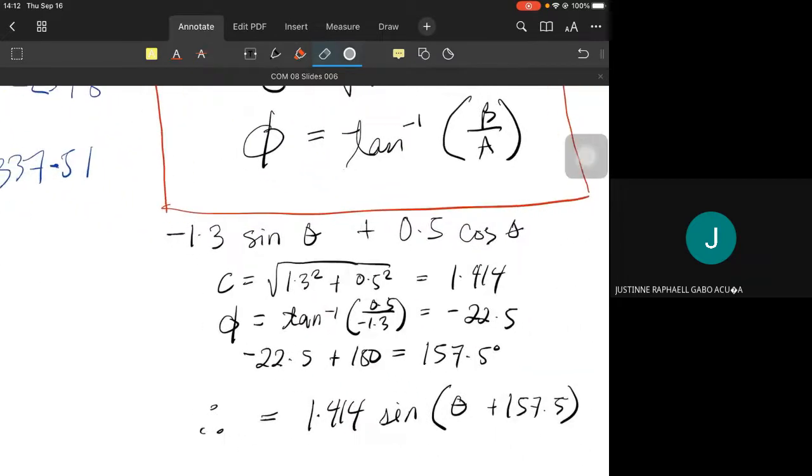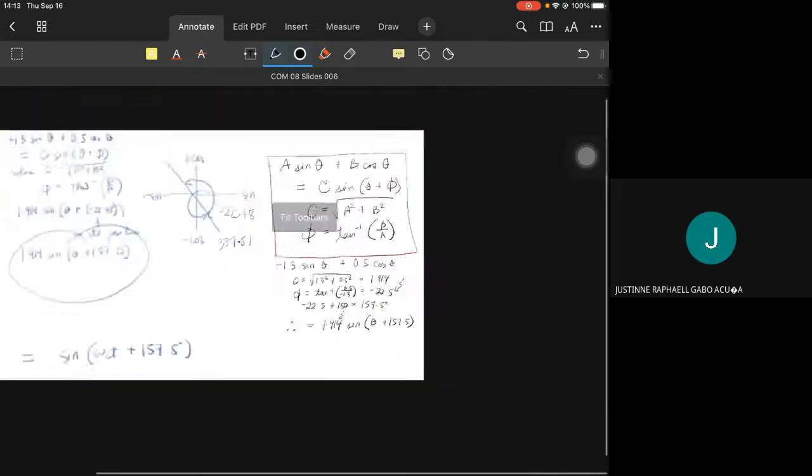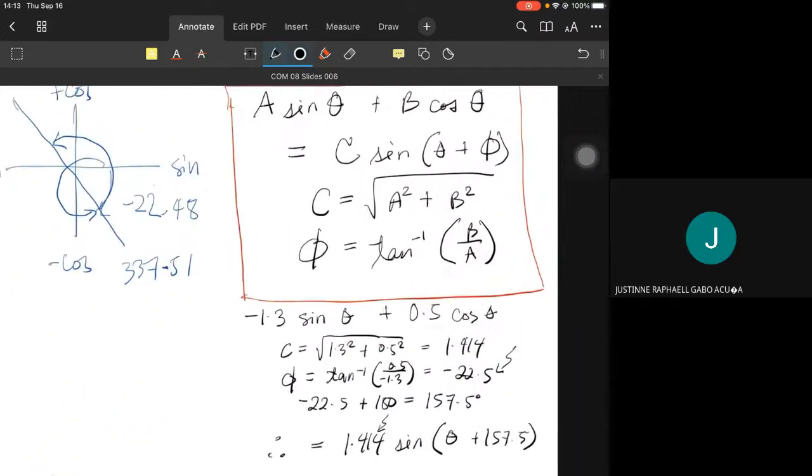So this is the final answer from before. Because I used the exact values of 1.3 and 0.5. 1.3 something something, 0.5 something something. So I used exact values. That's why I obtained negative 22.5 and 1.414. So far, any questions?